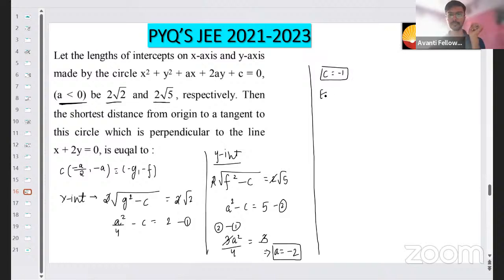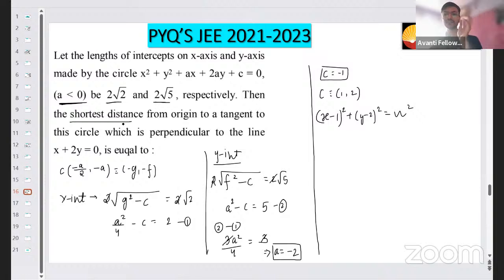Correct. So equation of circle will be, no need for equation of circle. We'll get the center, right? So center will be, a is minus 2, 1, comma 2. So radius will be, we don't need radius, right? So equation of circle will be x minus 1 the whole square plus y minus 2 the whole square is equal to r square.